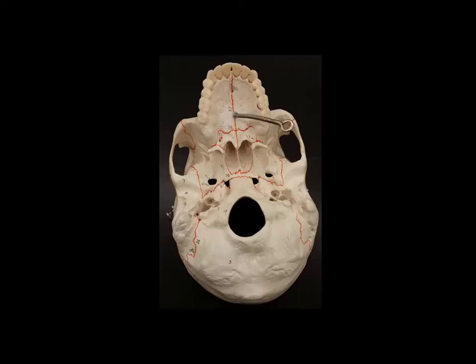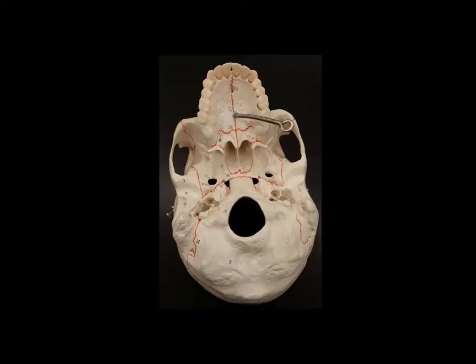And just behind it, we have a very small bone right here. This is called the palatine bone. That also forms the rear portion of the roof of your mouth. Both the maxilla and the palatine bone together form your hard palate.